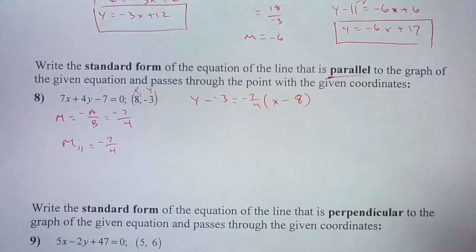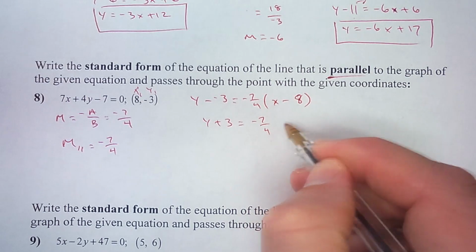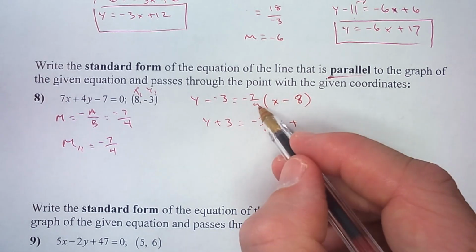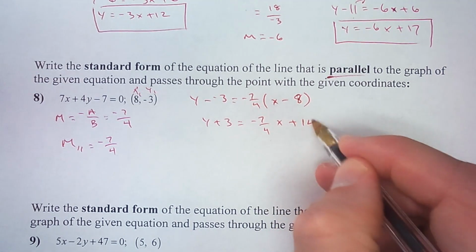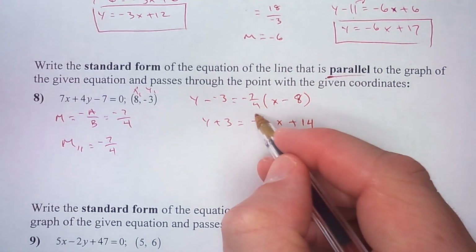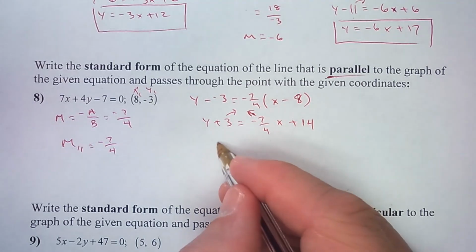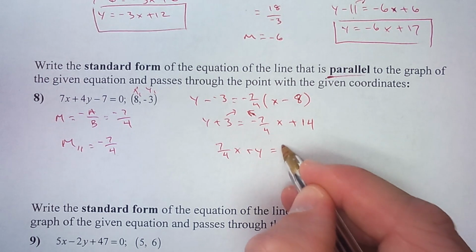So we get y plus 3 equals negative 7/4 x, and then positive, and 8 over 4 is 2, so it's 7 times 2, 14. Now I will put this x on the left, I'll put the constant on the right, so I get 7/4 x plus y equals 11.